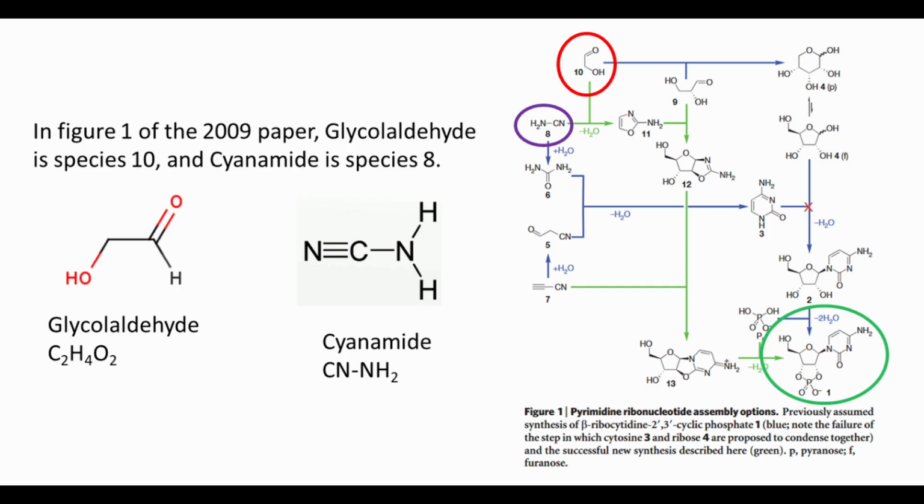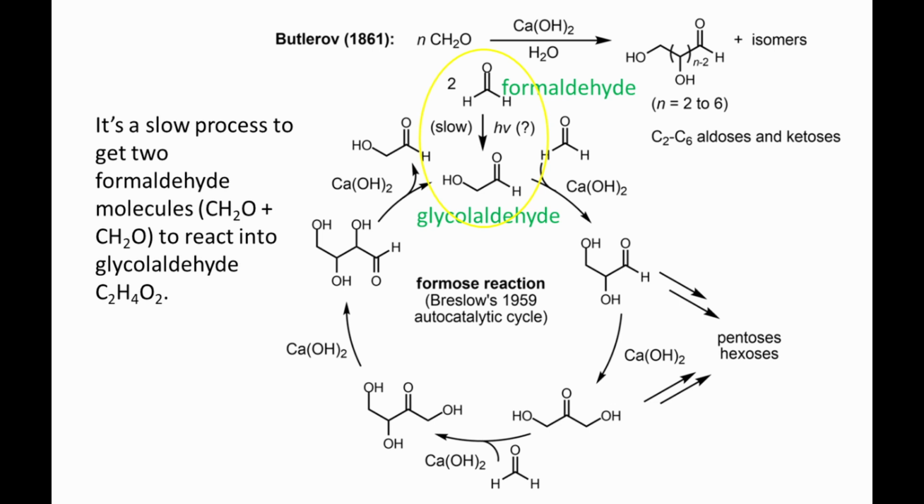Glycolaldehyde can be obtained naturally through the Formose reaction acting on naturally occurring formaldehyde. Cyanamide, CN-NH2, can be obtained through a multi-step process starting from naturally occurring ammonia, NH3, and naturally occurring common lime, calcium oxide, CaO. The Formose reaction was first demonstrated by Alexander Butlerov in 1861.